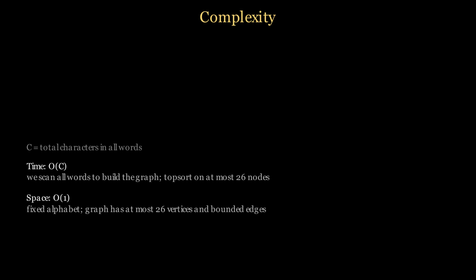Time is O of C, where C is the total number of characters in all words. We loop through the words to build the graph and run topological sort on at most 26 nodes. Space is O of 1 because the alphabet size is fixed. The graph has at most 26 vertices and a bounded number of edges.